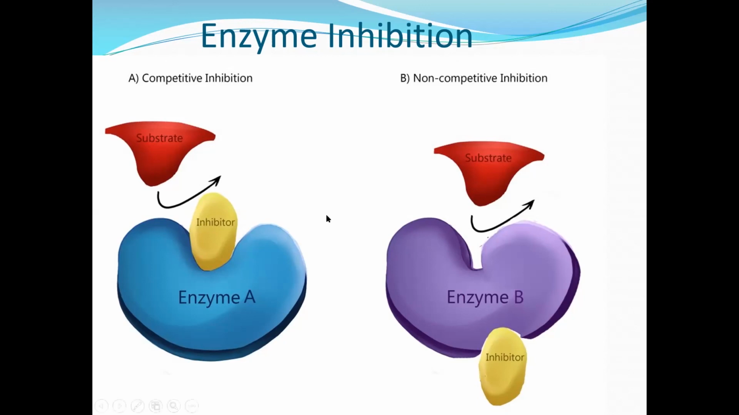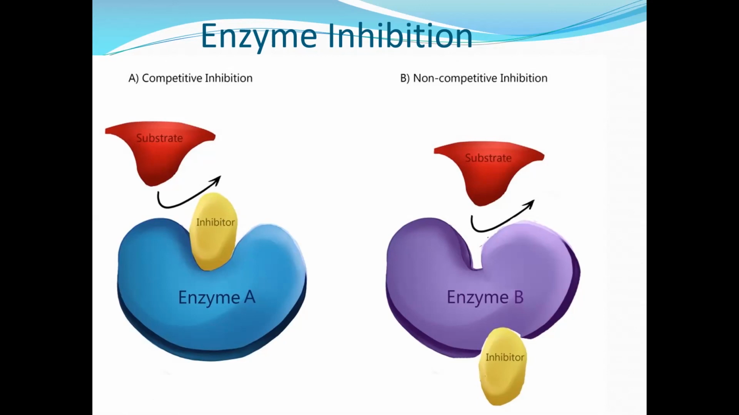So looking at competitive inhibitors, a competitive inhibitor is an inhibitor that fits into the active site of the enzyme. And when it binds to the active site of the enzyme, it prevents the substrate from being able to bind to that enzyme and prevents this reaction from occurring. So if this inhibitor is present, the substrate can't bind to this enzyme and the reaction won't occur.